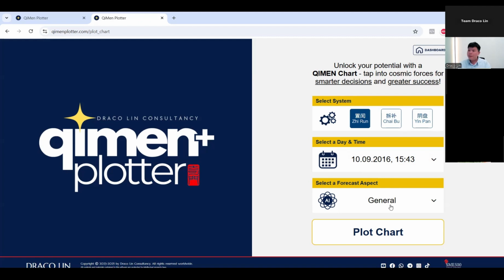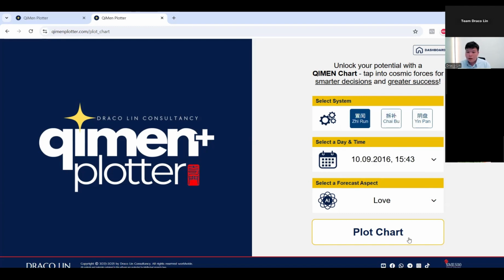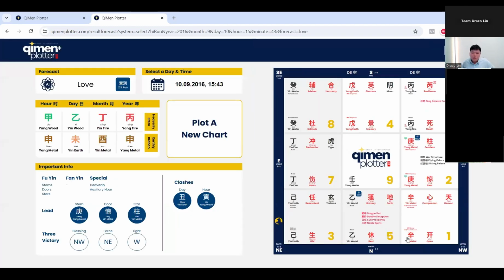Then the forecast aspect. Because this one is talking about relationship, we go into love. If you are talking about business, wealth, health, academics, recognition, then you can plot it accordingly to what you really want. Okay, so let's do it. Now we are here. Some of the things I really wish to share with you: we have the forecast here, which is love. This is additional information. The date and time we also have here, so it's been input.